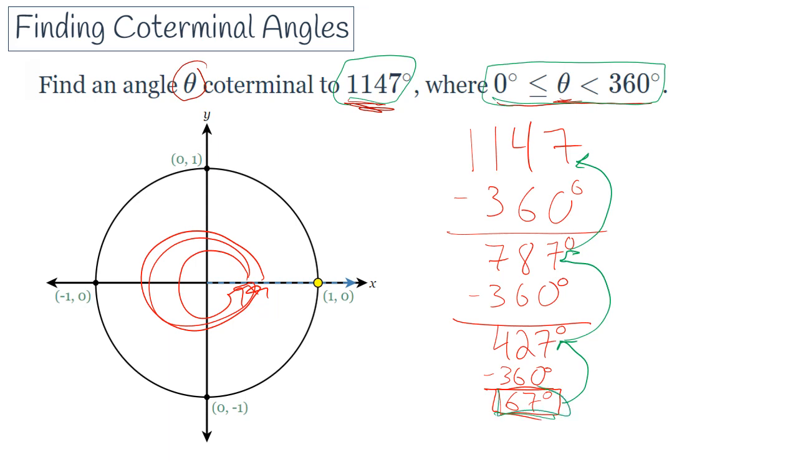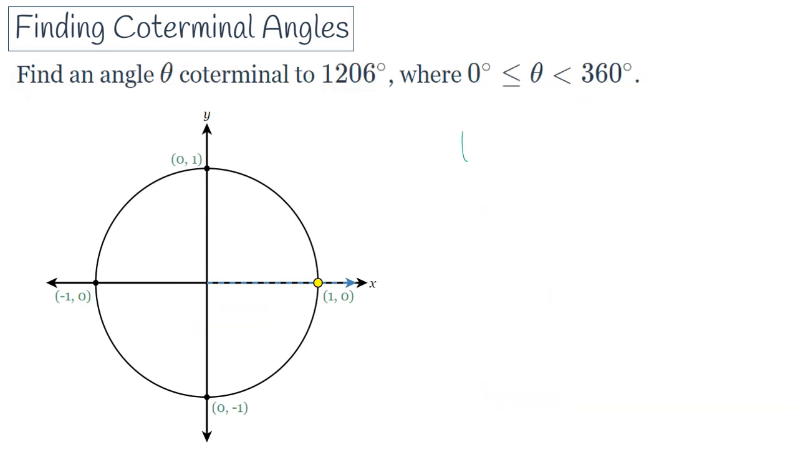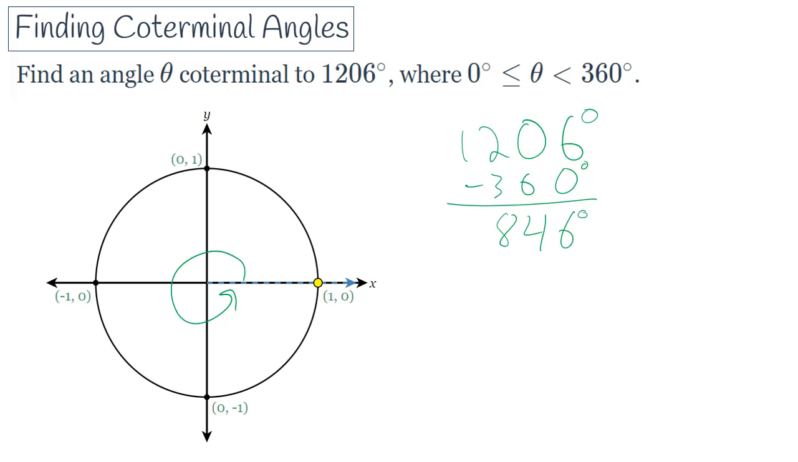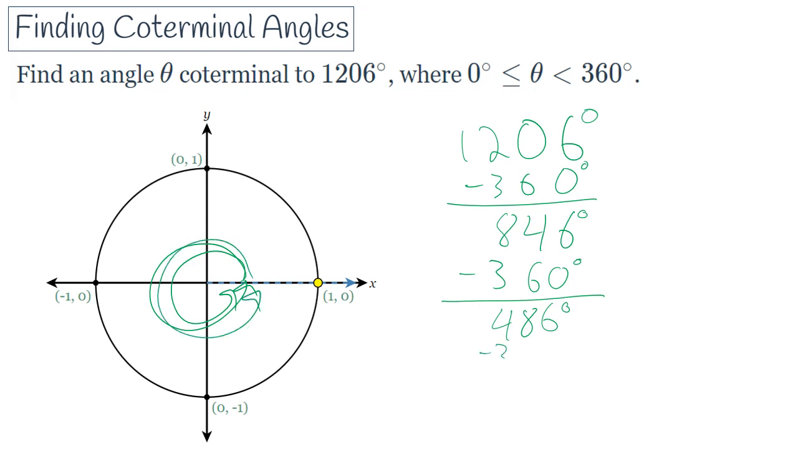Okay, so there's the first one. Let's do another example. We've got 1206. Again, we would have to go around the circle multiple times before we got to where we'd land, so you just start subtracting 360. One time around the circle is 360. That would give you 846. Still need to go around again, so subtract another 360. It's another time around the circle. That gets you to 486. Go around a third time, so subtract another 360, and you'd be left with 126 degrees. That would be your angle theta that's between 0 and 360, so that would be your answer.